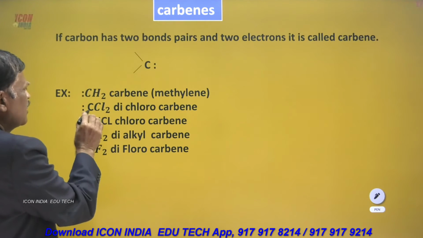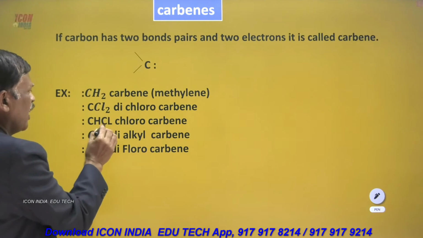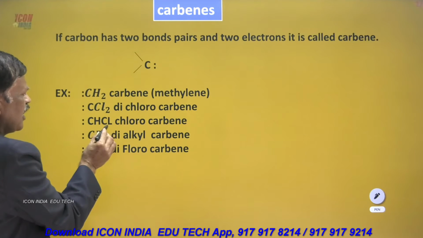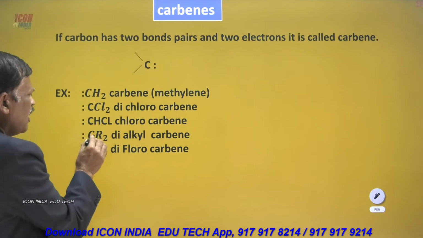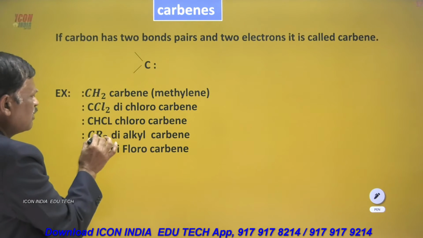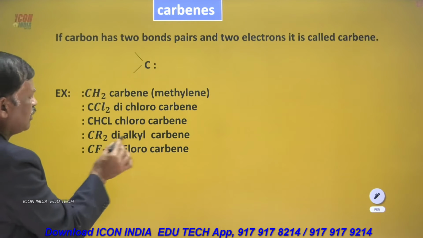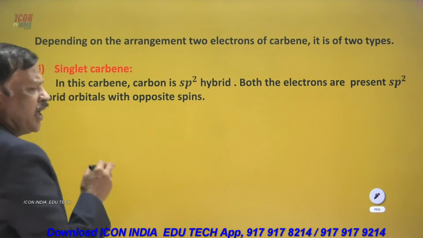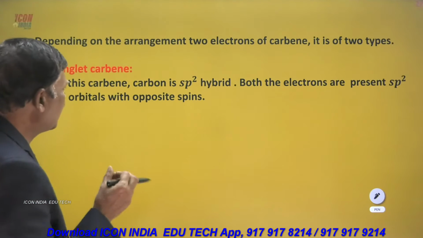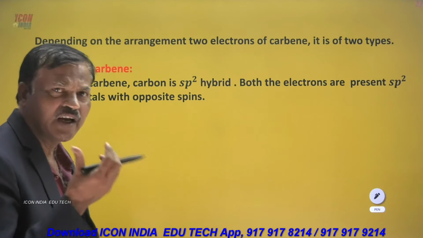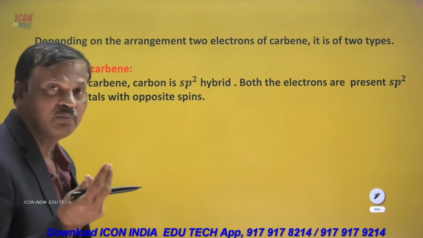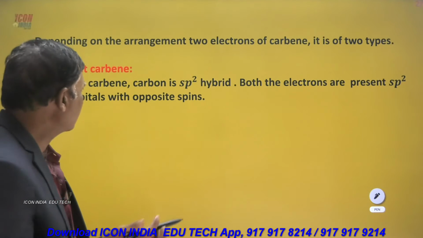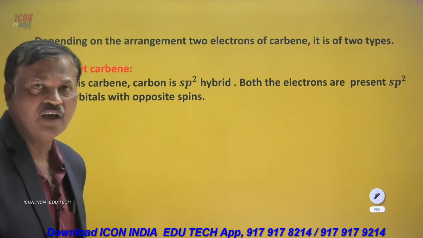CCl2, dichlorocarbene. This is CHCl, chlorocarbene. Here 2 hydrogens are substituted by 2 alkyl groups, dialkyl carbene. Here difluorocarbene. See, in the carbene we have seen 2 electrons are there. Based on the arrangement of those 2 electrons, carbenes are of 2 types: singlet carbene and triplet carbene.